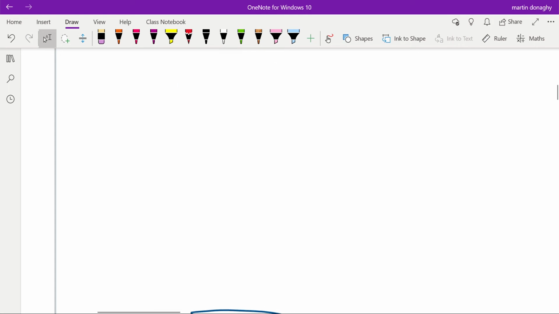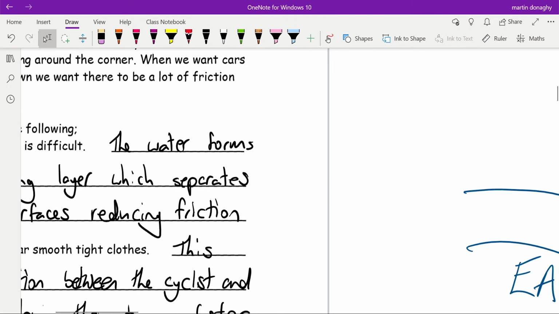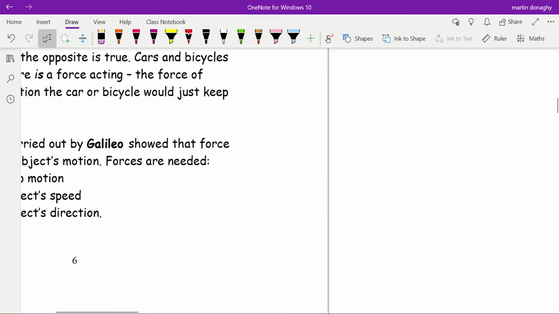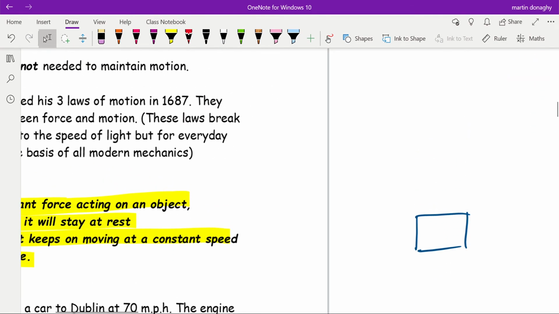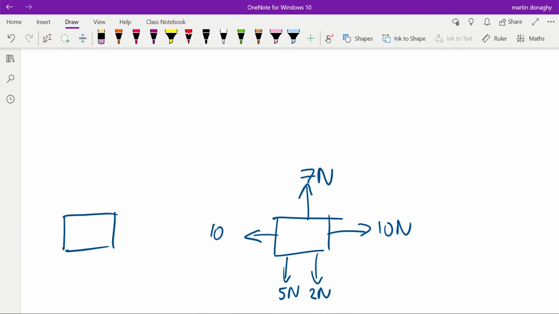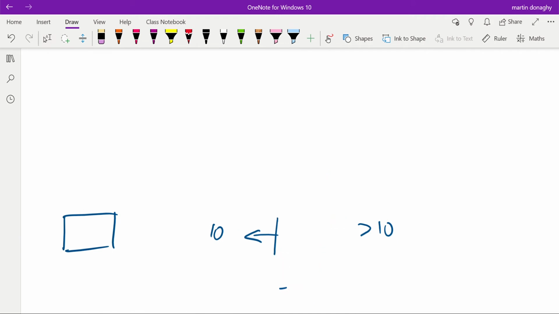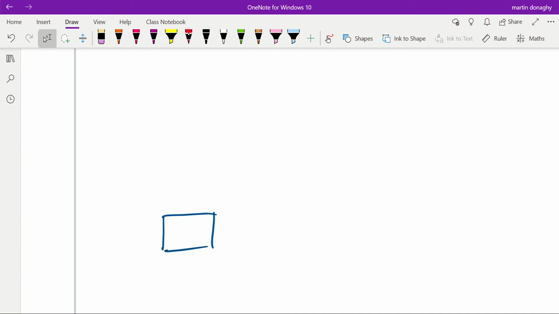Okay, next thing we're going to look at is Newton's first law of motion. Newton's first law of motion works in a number of different ways. Okay, so if we have an object and there is no forces acting on it at all.